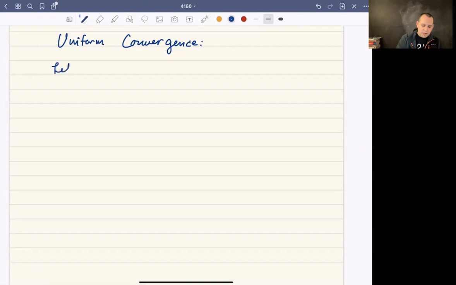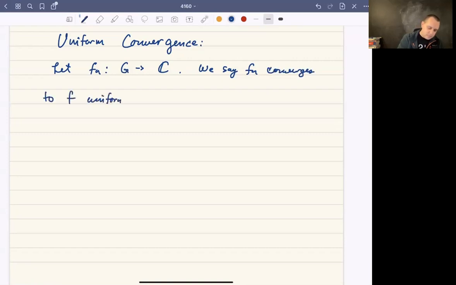So we're going to, again, start just like before. Let f sub n be a series of functions mapping some set G to the complex plane. We say that f sub n converges to f uniformly in G.